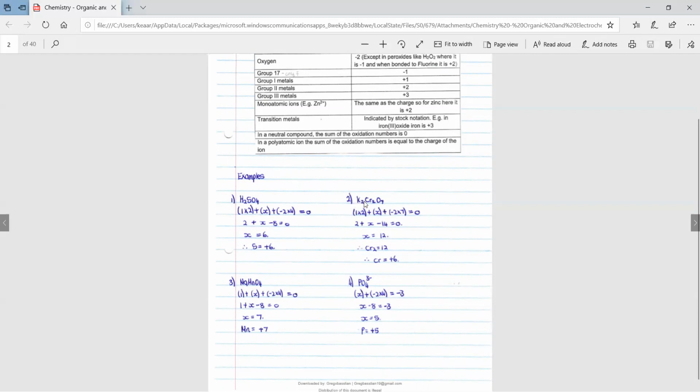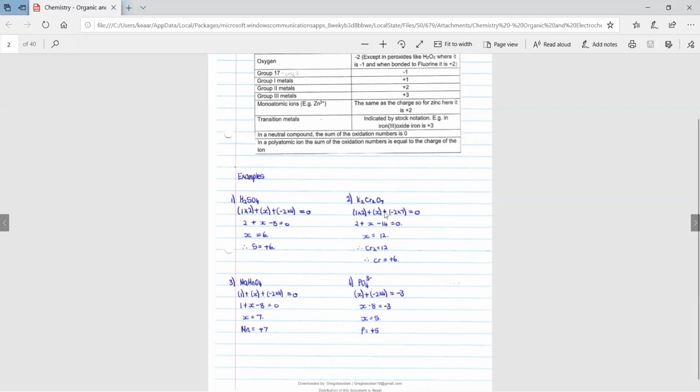Then we move on to K2Cr2O7. We want to know what Cr's oxidation number is. We're going to call it x. We can see that this is a neutral compound because there's no charge, so it's going to be equal to 0. K has an oxidation number of +1, so it's going to be 1 times 2 because there are 2 potassiums. Chromium, or Cr2, is going to be labeled x because we don't know what its oxidation number is.